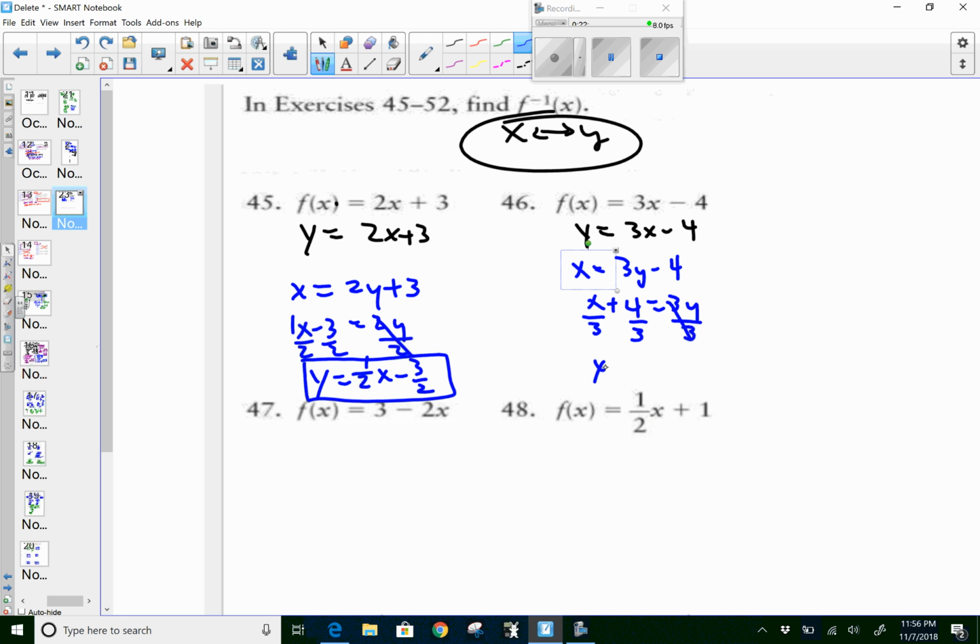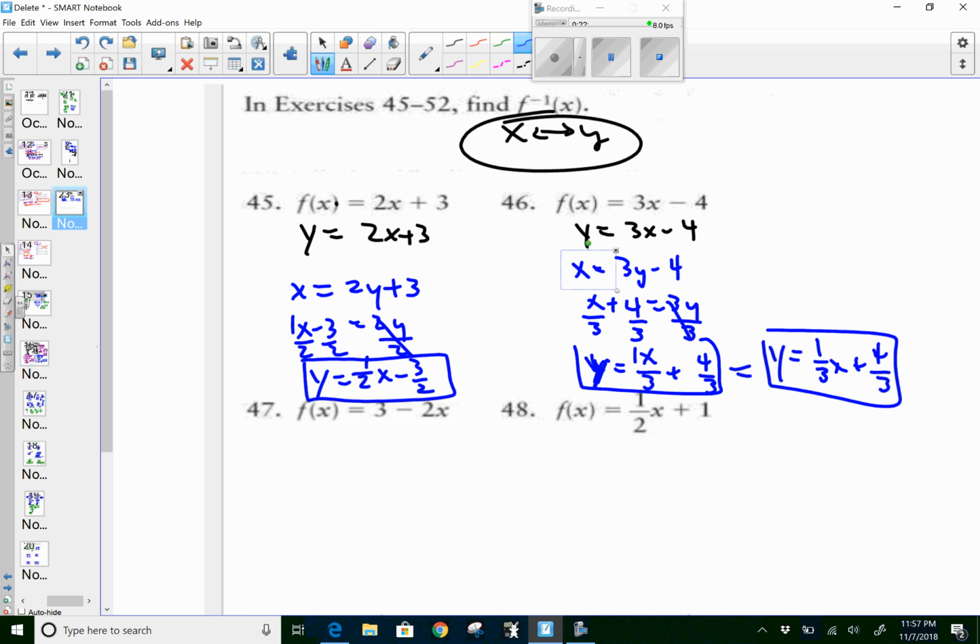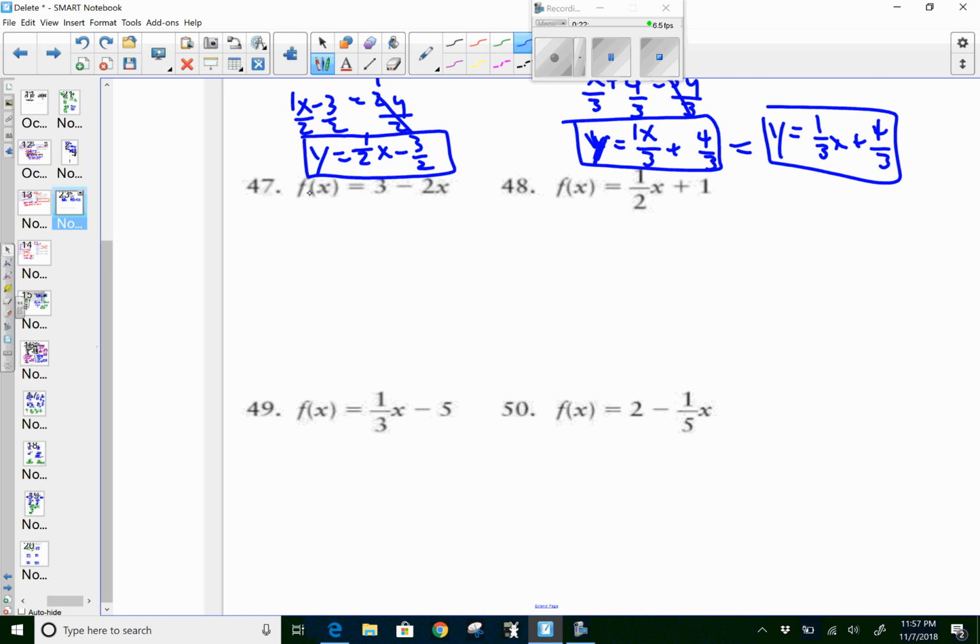So I get y is equal to x over 3 plus 4 over 3. If he's like, no, you can't write it like that, there's an imaginary 1. So y is equal to 1 over 3x plus 4 over 3. Or that. Okay. We're rolling.